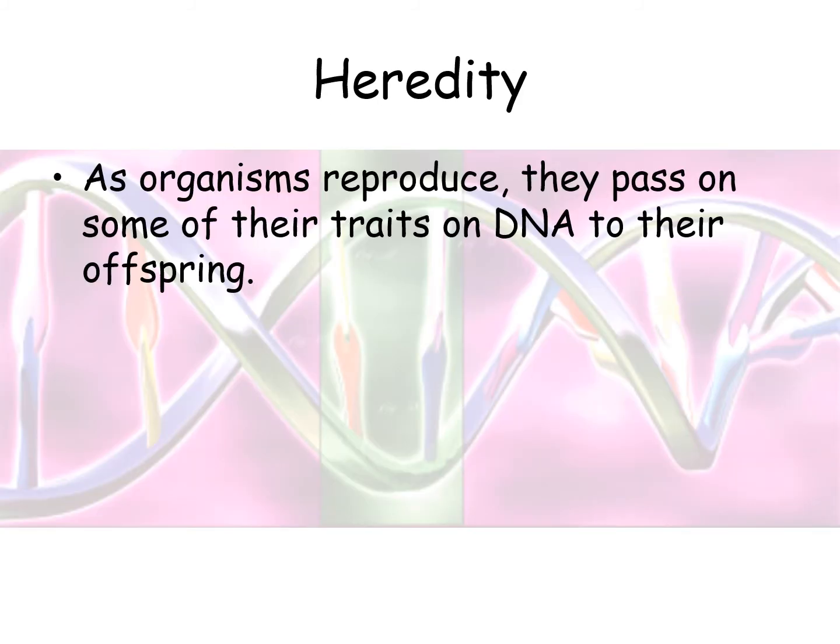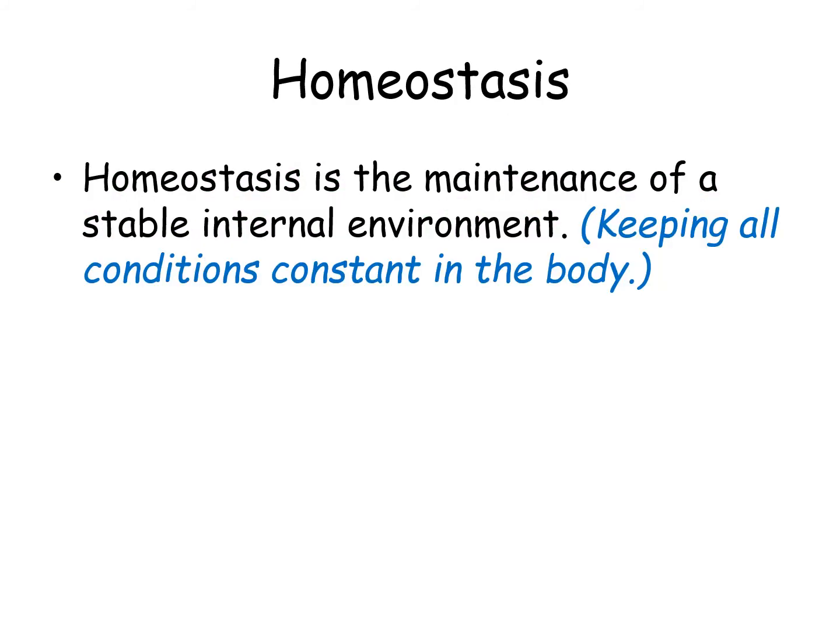The next characteristic of life is reproduction. Now there's no definition written here because reproduction is pretty self-explanatory. So if you'd like to add to your notes, reproduction is creating offspring, individuals replacing themselves, you are welcome to do that. The next characteristic is heredity. Now, as organisms reproduce, they pass on their traits in the form of DNA to their offspring.